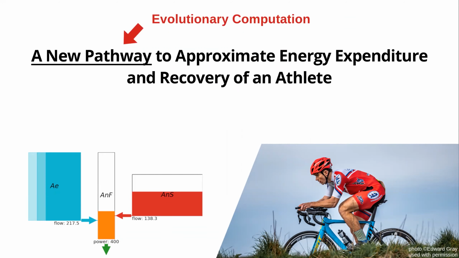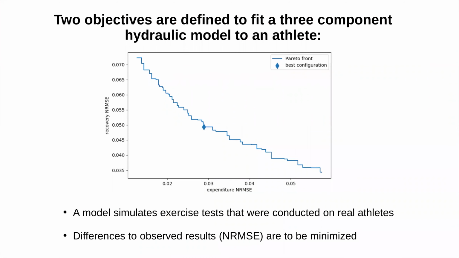We proposed evolutionary computation as the optimization approach to fit such a system of tanks to an individual athlete. To do so, we defined two objectives, one for energy expenditure and one for energy recovery. For both objectives, the three-component hydraulic model simulates exercise tests that were actually conducted on real athletes to determine energy expenditure and recovery dynamics, and then the differences between simulation and actually observed results are compared.